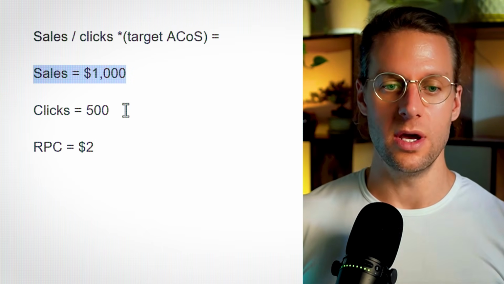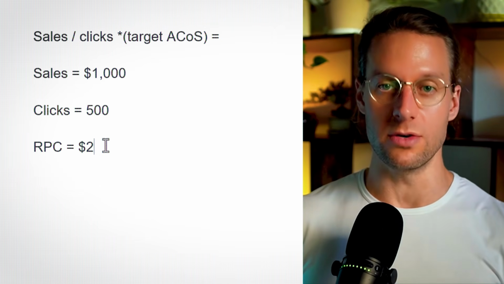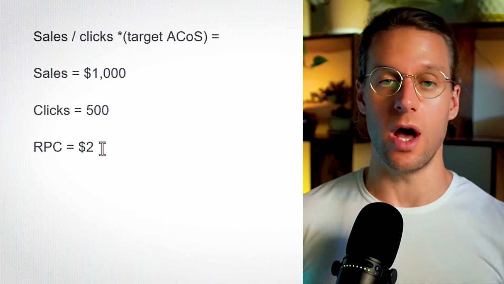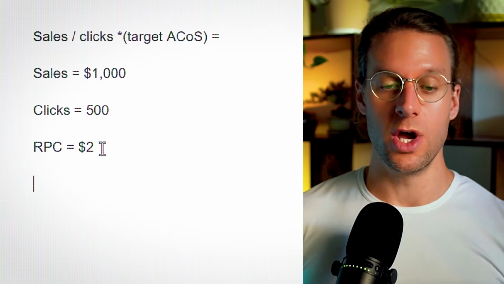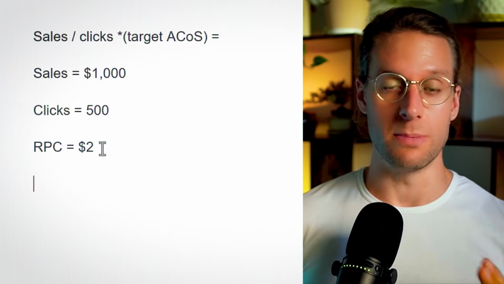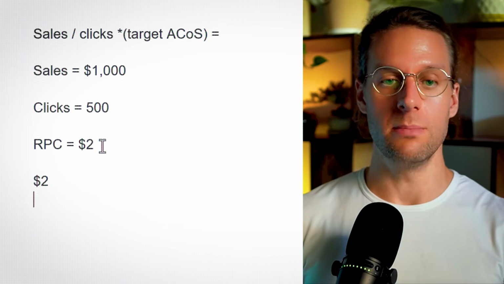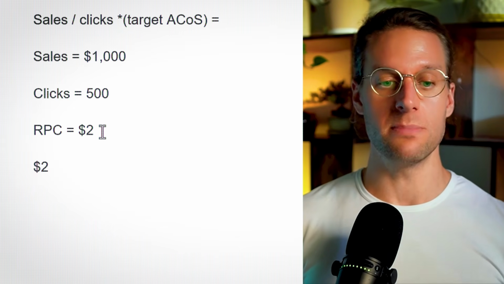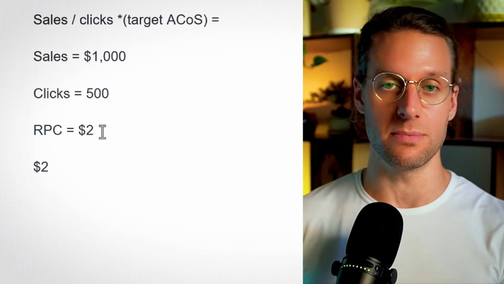$1,000 in sales, it took 500 clicks. That means on average, every click makes me $2 in revenue. So now I know on average, every time somebody clicks, I make $2 for that particular targeting group. Now, how do I find my ideal bid for this? Well, if I wanted to spend $2 to make $2, I would bid $2 per click, because if I paid $2 per click and I made $2 per click, then I'm spending 100% of the revenue that I'm expecting to get from that click, right?